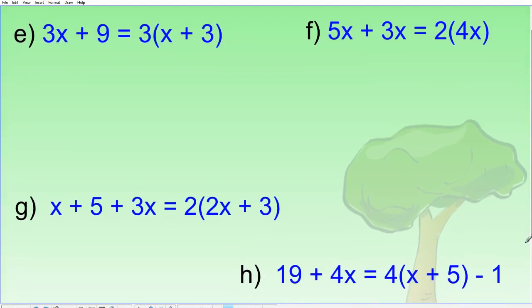Here are 4 for you to try. If you could, please pause the video, do them on your own right now. When you are ready to continue, hit play, and we'll go through them together.